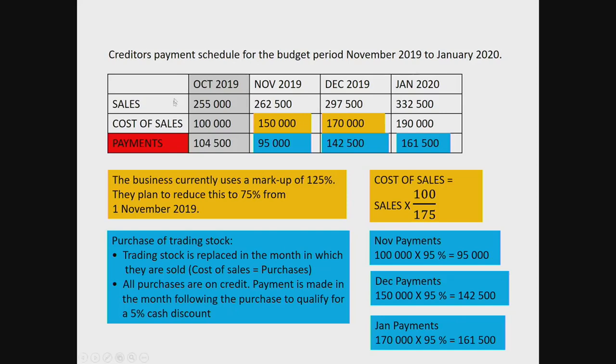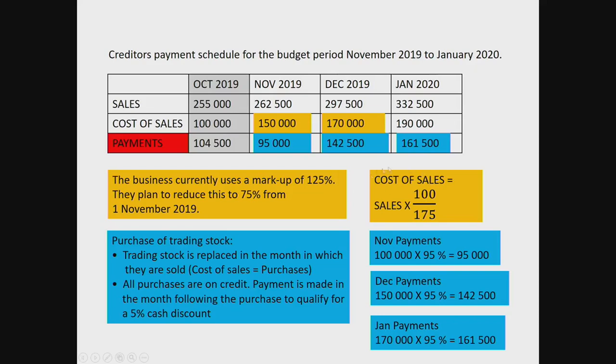Okay, just have a look again. Please make sure that you are aware that that is payment to creditors and that line is not the gross profit. Because we tend to say sales minus cost of sales gives you the gross profit, but that is the payment. And according to the payment policy, it says that we're paying in the month following. So who gets paid in November? The people from October, but minus 5%. Who gets paid in December? The people from November, but minus 5%. And who gets paid in January? The creditor from December, but minus 5%.